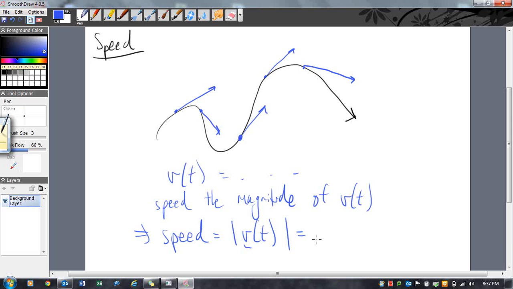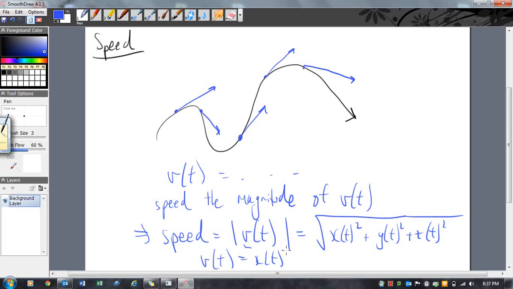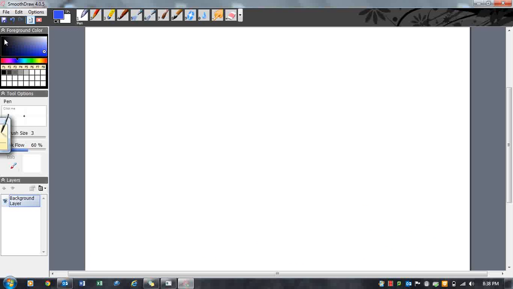Usually that's the square root of the x(t) function squared plus the y(t) function squared plus, if there's a z, the z(t) function squared. If the velocity function is x(t)i plus y(t)j, etc., plus z(t)k, that's what we're doing here. We're going to show you a couple of different examples, trying to find what the speed is and what the maximum and minimum speeds are. So let's just hack straight into an example.